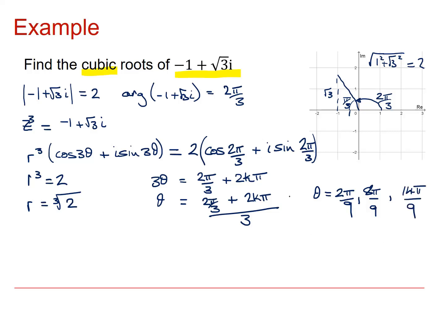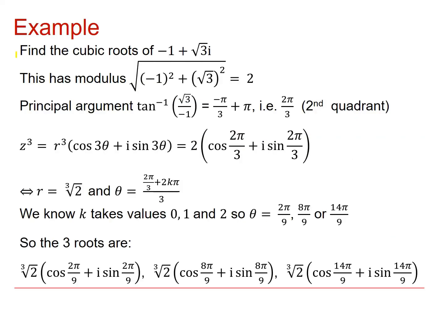And if I want to get my cube roots, if I want them in x plus iy form, I would just plug in this modulus and this argument into the standard form. So I'd get something like cube root of 2 (cos 2 pi by 9 plus i sin 2 pi by 9). So there's that working tidied up for you.